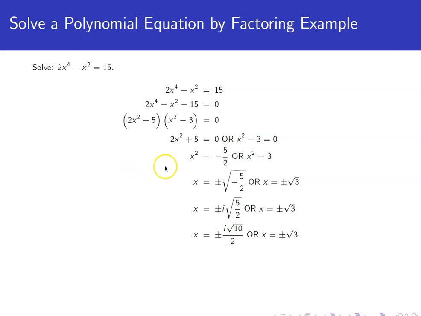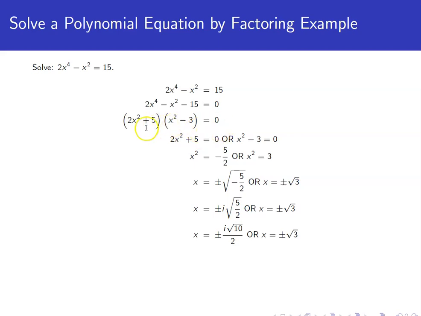Now we notice that this factors. To get a 2x to the fourth and make sure we have an x squared in the middle, we're going to need a 2x squared and an x squared as our first terms in each of the factors. We need factors of negative 15 for our constants, and we need to make sure that when we do our sum for our middle term, we get a negative 1x squared. So the numbers we'll need to use are a plus 5 here and a minus 3 here. So this left-hand side factors as 2x squared plus 5 times x squared minus 3.